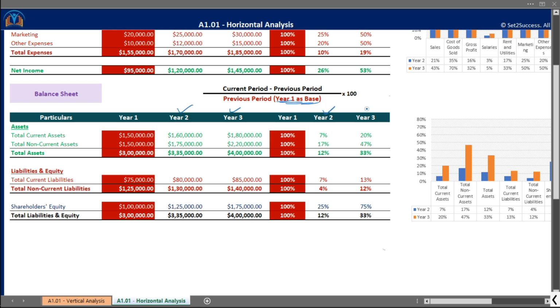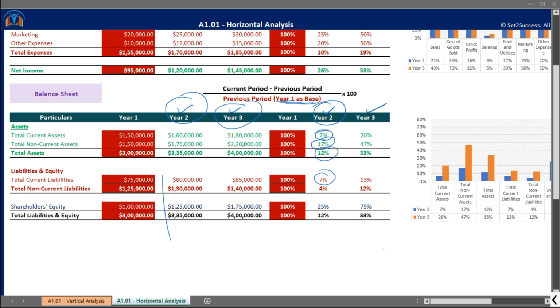So for year 2, what do we take? We take the current period, 160,000 minus 150,000 by the base, that is 150,000. You are going to get 7%. And for the next item, it's 175,000 minus 150,000 by 150,000 into 100. You are going to get 17%. We have 335,000 minus 300,000 by 300,000. You are going to get 12%. 80,000 minus 75,000 by 75,000. You are going to get 7%. So you can do it for other line items as well.